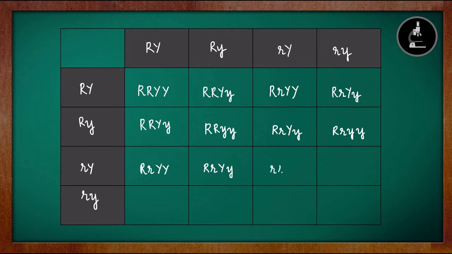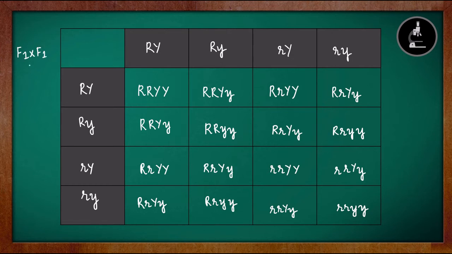Then small r, capital Y. Next, small r, capital Y, small y. Next, capital R, capital Y, small y. Next, capital R, small y, small y. Next, small r, capital Y, small y. Next, small r, small y, small y. So these are the possible combinations of the gametes which we will get. So here what we are doing, we are crossing one F1 plant with another F1 plant to get the F2 generation possibilities. So these are the various possible genotypes for the F2 generation which we received now.